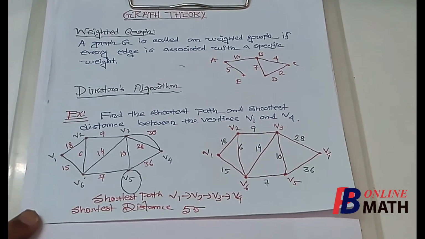So this is Dijkstra's algorithm, and using Dijkstra's algorithm we can find the shortest path and shortest distance between any two vertices of a simple connected graph. So with this we complete this part.